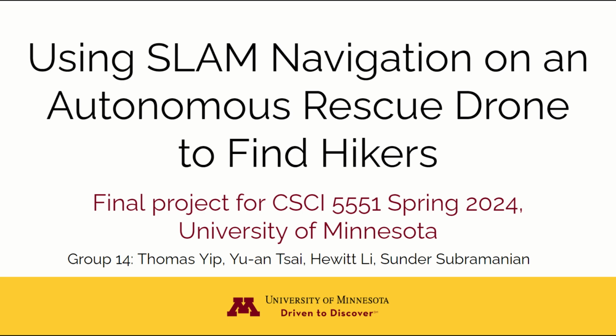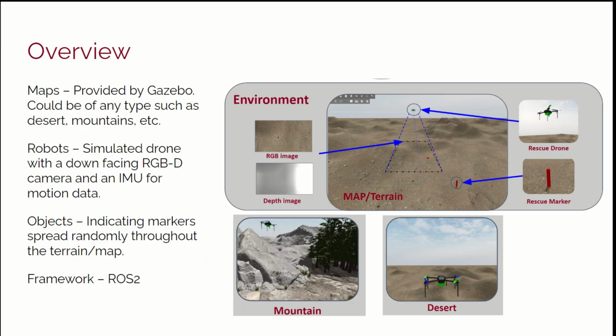Our project is using SLAM navigation on an autonomous rescue drone to find hikers. The main goal of this project is to locate the position of lost hikers, represented by indicating markers, in variable terrain in the absence of GPS using EKF SLAM.